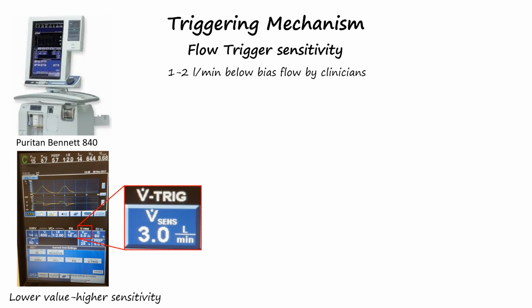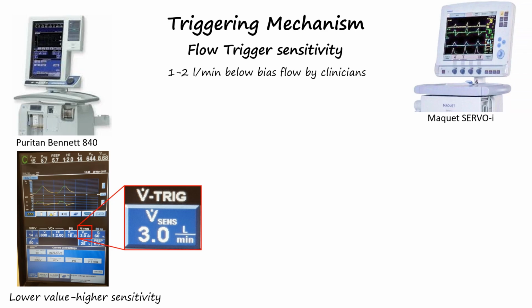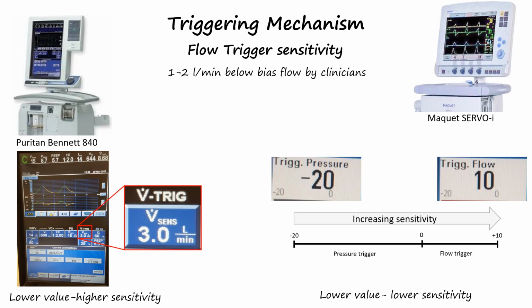In contrast, in the Maquet Servo-i model, a lower trigger value means reduced sensitivity. The trigger is adjusted using a dial on the ventilator, with a range from -20 to +10. This range indicates sensitivity, with -20 being the least sensitive and 10 being the most sensitive. Settings between -20 and 0 represent a pressure trigger, with values indicating negative pressure in centimeters of water. For example, -20 corresponds to a pressure trigger of -20 centimeters of water. Settings between 0 and 10 represent a flow trigger, requiring a percentage of the bias flow to be deflected by the patient to trigger a breath.